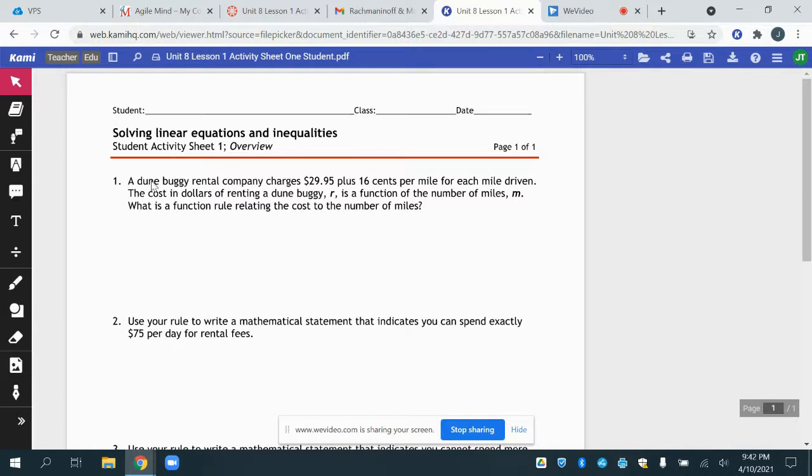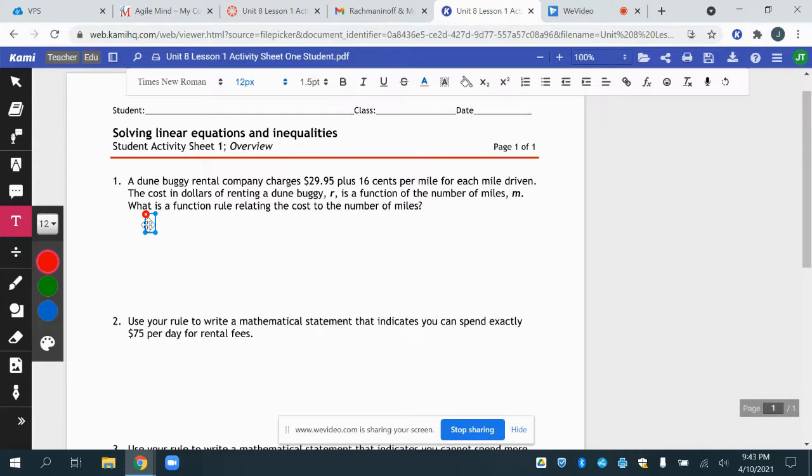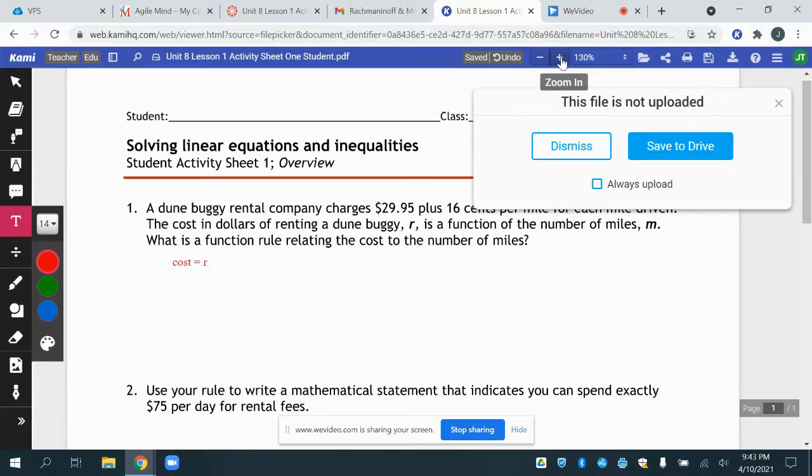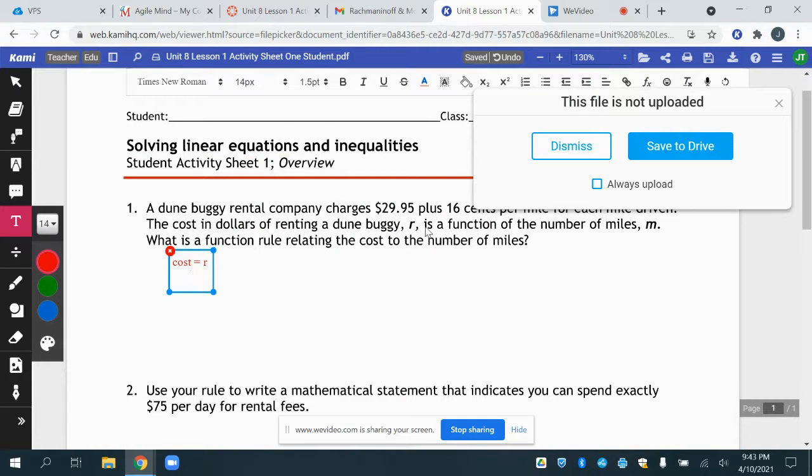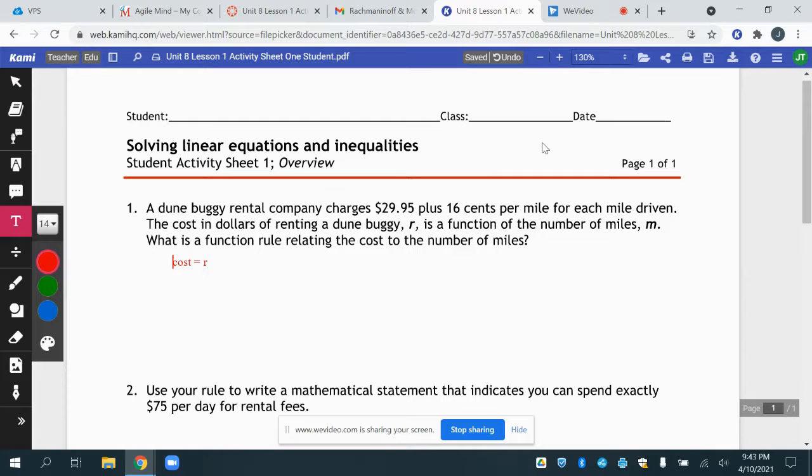Okay, so a dune buggy rental company charges $29.85 plus 16 cents per mile for each mile driven. The cost in dollars of renting a dune buggy, that's the cost, is R. Oops, I'm going to make this whole thing slightly bigger. That's better. I can zoom in a tiny bit too. Where'd you go? There you are. Okay. We also know that miles is M.